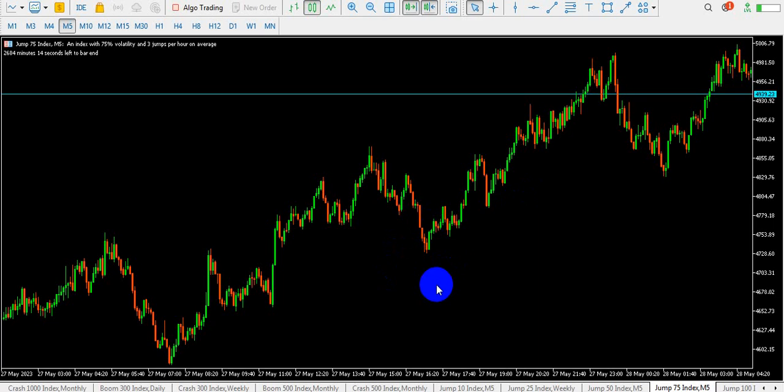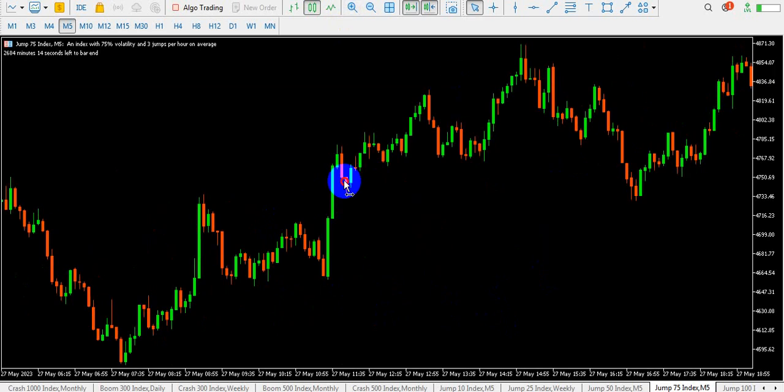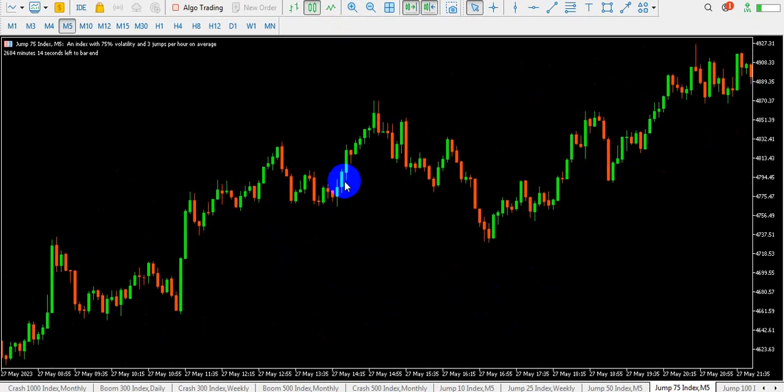So definitely, fair value gaps are just inefficiencies, they are imbalance. So they are always shown on our chart when price moves too quickly like this. Let me zoom in so you guys can see what I'm talking about. So this is a fair value gap.